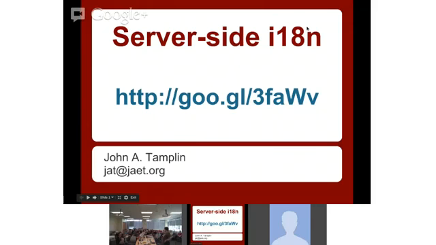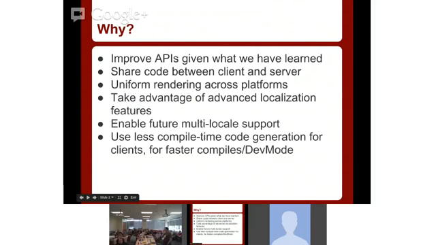Shared. Currently the i18n APIs are available on the client. This is making the same ones available on the server by moving them to shared. So why do we want to do this? One thing is, in the about 5 years since we built most of these, we've learned a lot, and so we can improve the APIs as part of this.